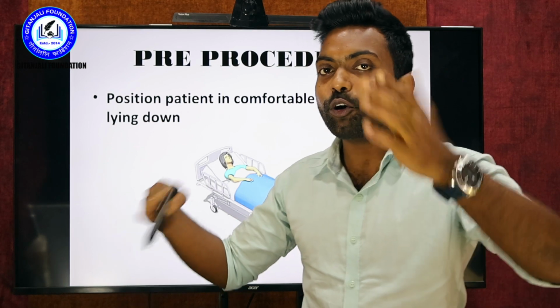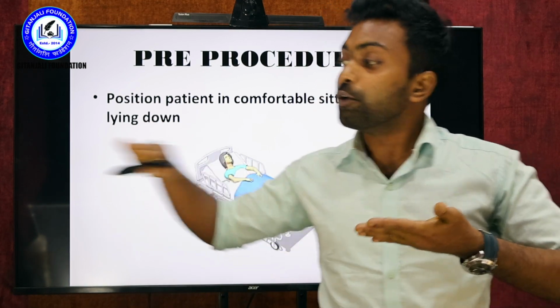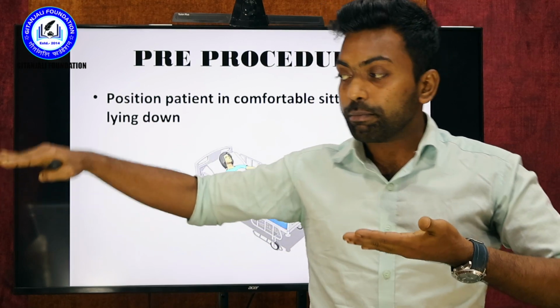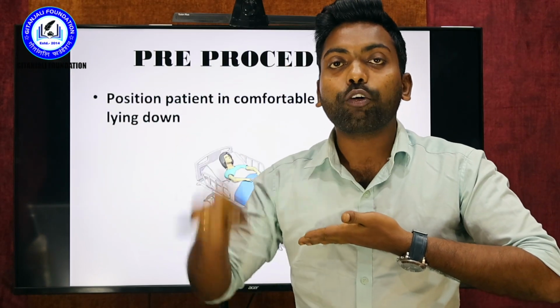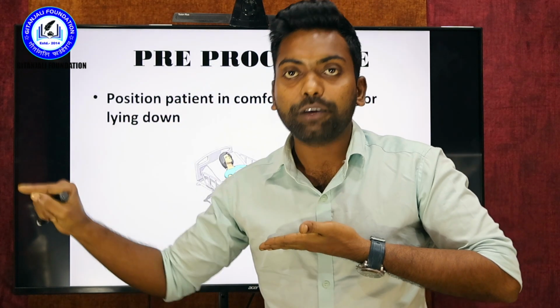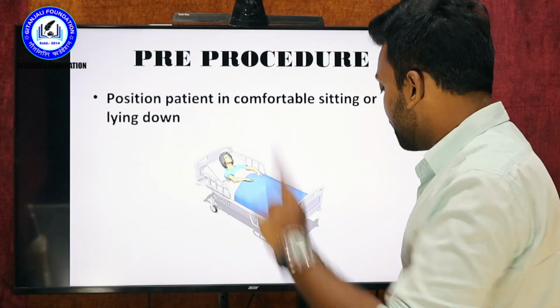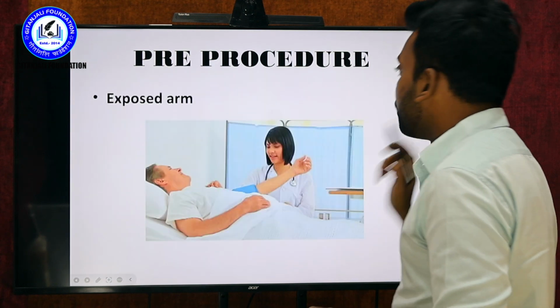It does not mean you place it on the chest, but wherever you are placing your sphygmomanometer, it must be at the level of the chest. Then only you will get an accurate blood pressure measurement for your patient. That is a very important point for checking blood pressure.